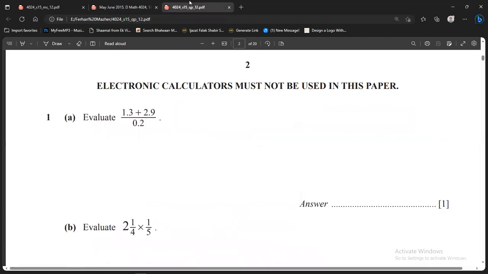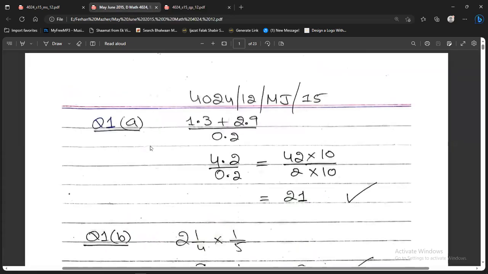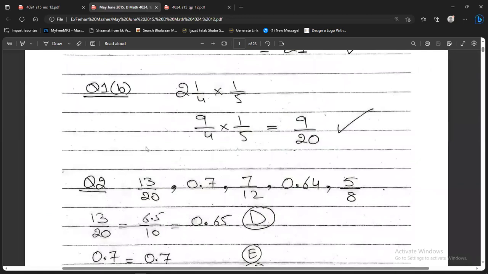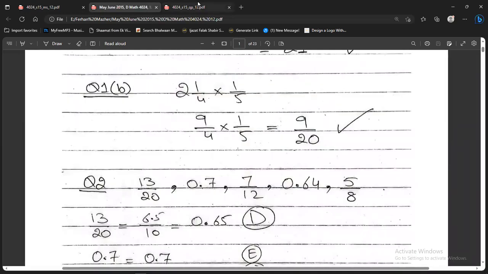This is the solution. Question number 1, it's B part. Evaluate 2 whole 1 by 4 multiplied by 1 by 5. Here we have two fractions which are multiplying with each other. 4 2s are 8, 8 plus 1, 9. So 9 by 4 multiplied by 1 by 5. The numerator will multiply with the numerator, the denominator with the denominator. So you will have 9 divided by 20. 9 divided by 20 is the right answer, sir. This is the solution.